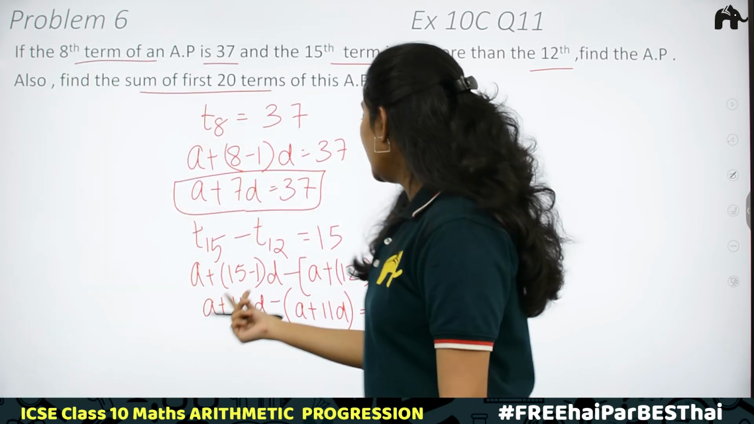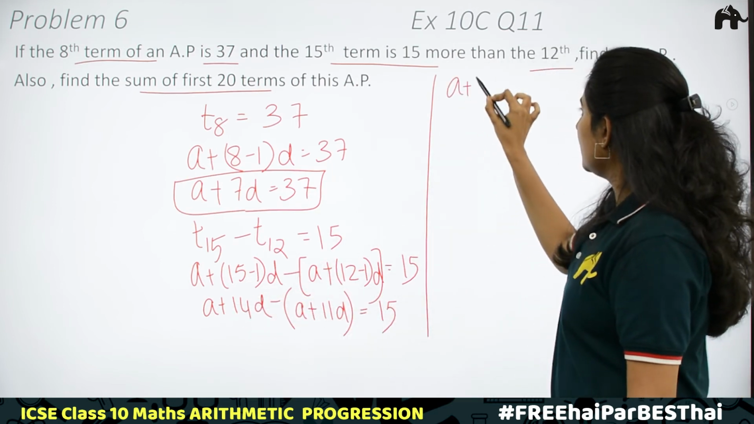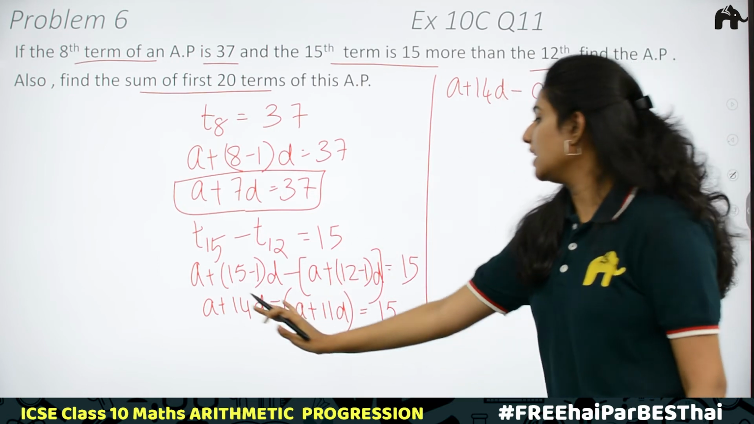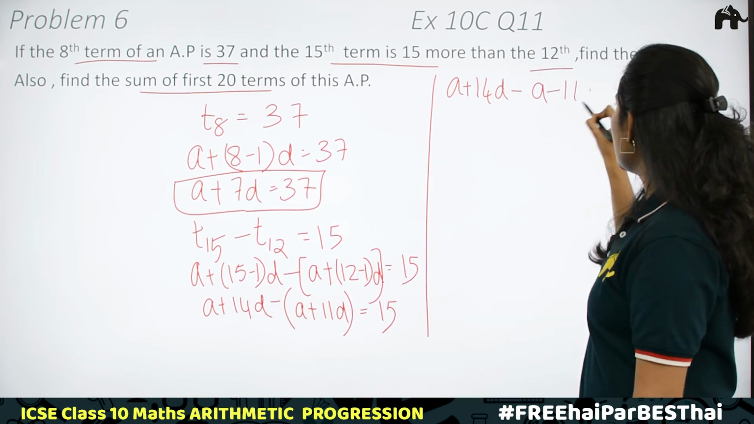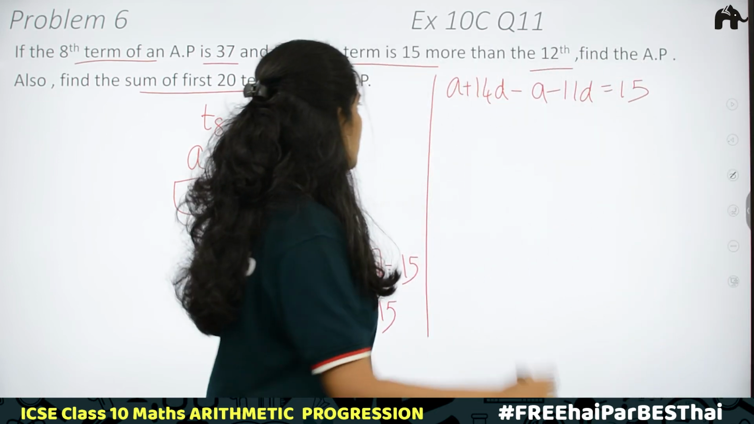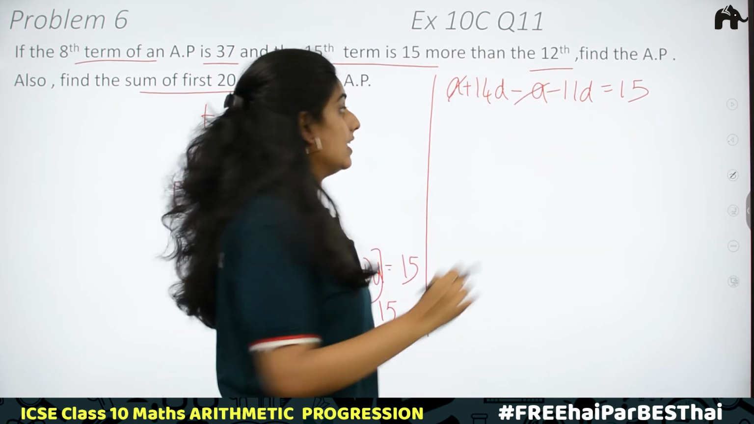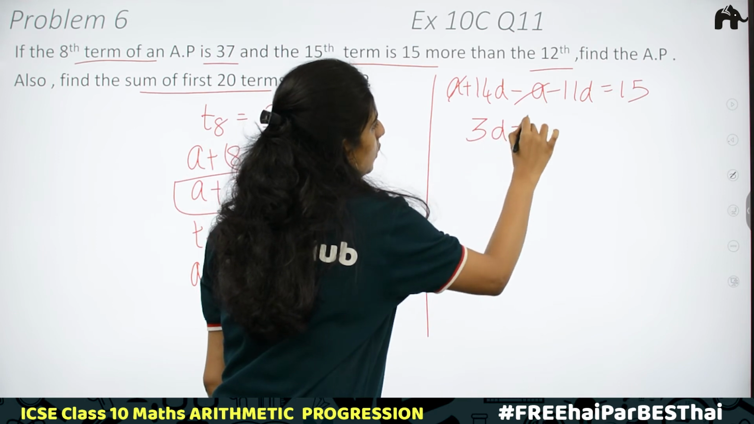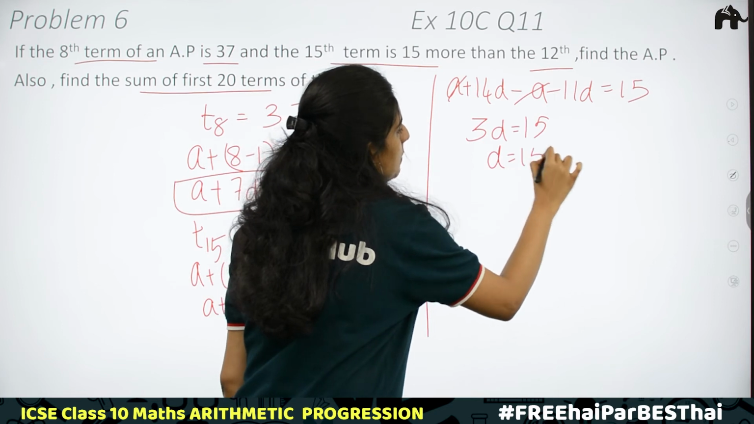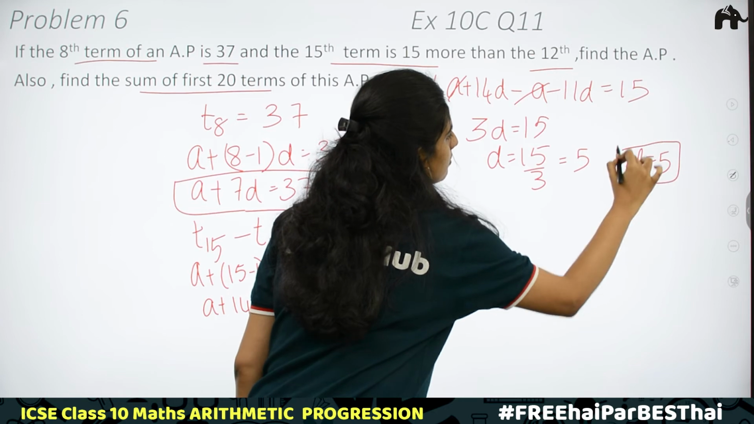Now, a and a can be removed. Here we have a plus 14d minus a, removing the brackets and distributing the negative sign, minus 11d is equal to 15. a minus a removed. 14d minus 11d, 3d is equal to 15, or d is equal to 15 by 3, which is equal to 5. We got the value of d is equal to 5.